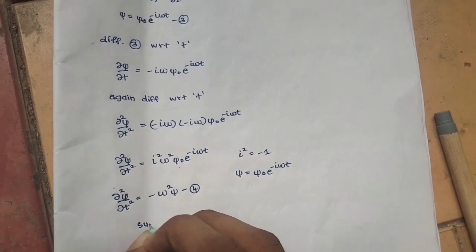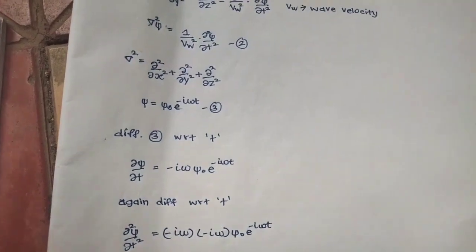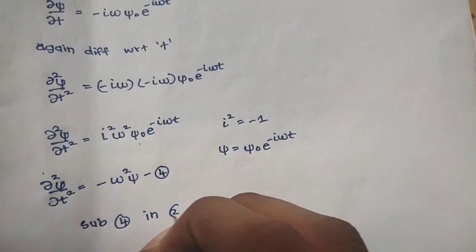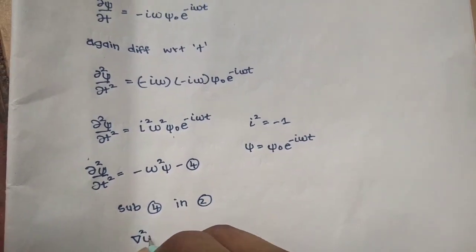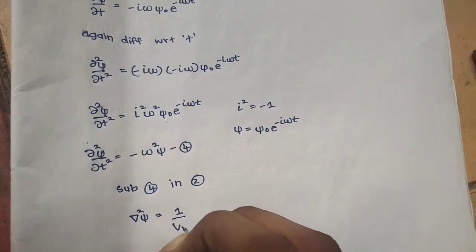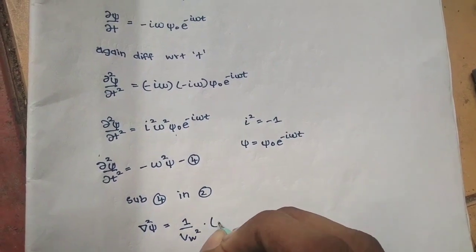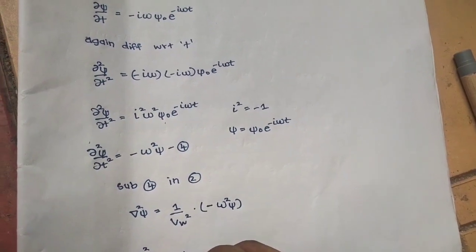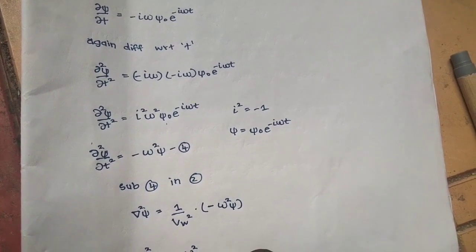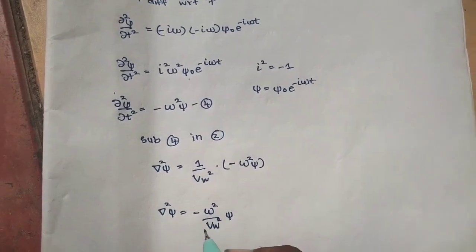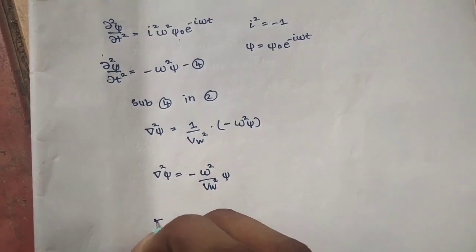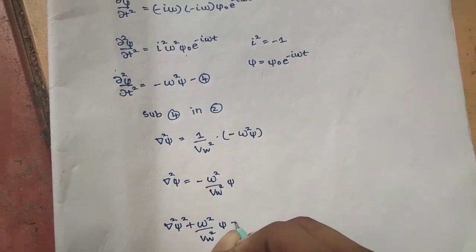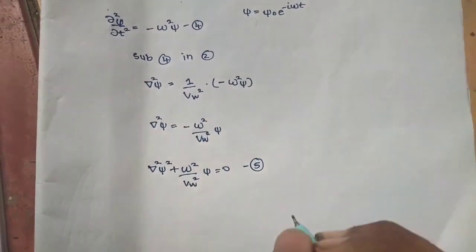Now substitute equation 4 in this second equation. That will become del square psi equal to 1 by Vw square into minus omega square psi. Now bring the RHS to LHS, del square psi plus omega square by Vw square into psi equal to 0. Name this equation as equation 5.